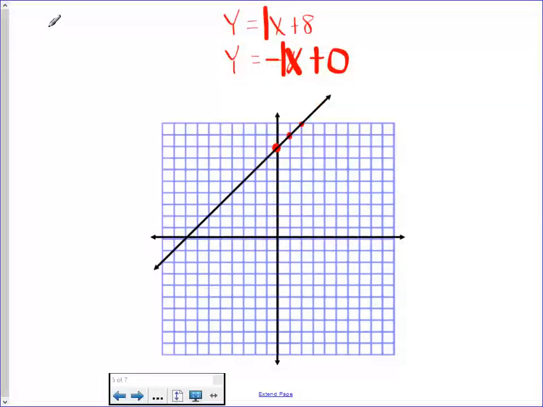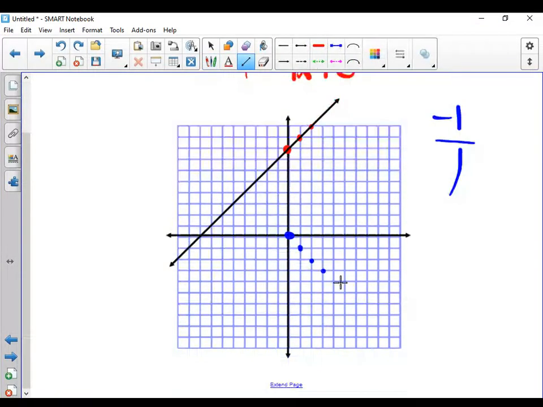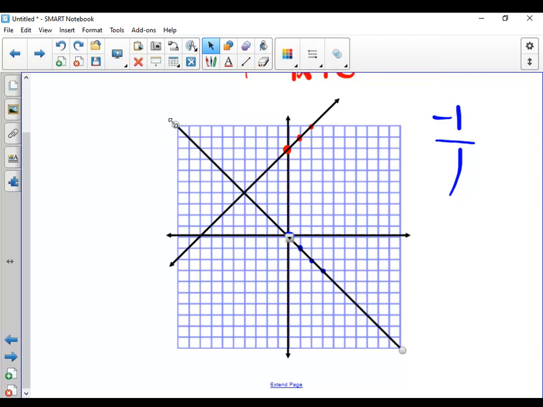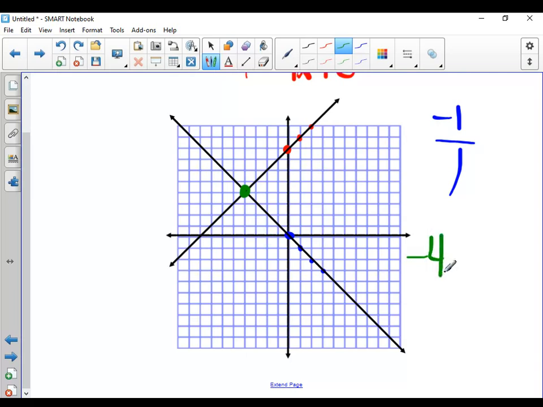Okay, the second equation, the one below, where do I make my first point? 0. My slope is negative 1 over 1. Down 1, right 1. Down 1, right 1. Down 1, right 1. I know it's the negative. And right here is where my two lines cross each other, right? Oh, wow, I messed up bad. There we go. Right here. I had to go negative 1, negative 2, negative 3, negative 4, and up 4.